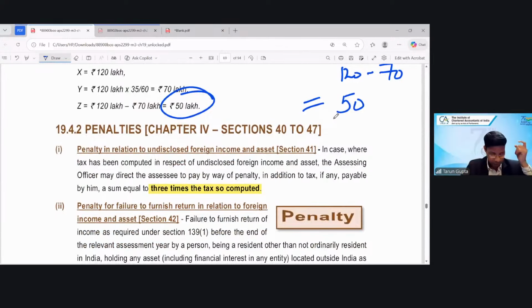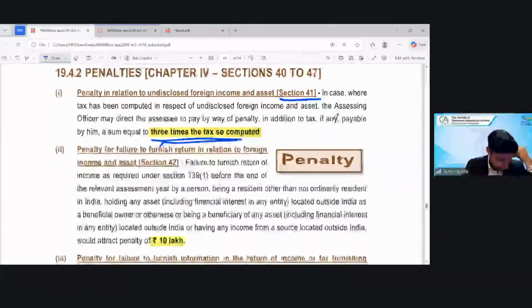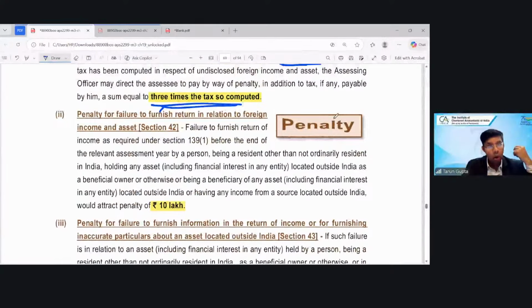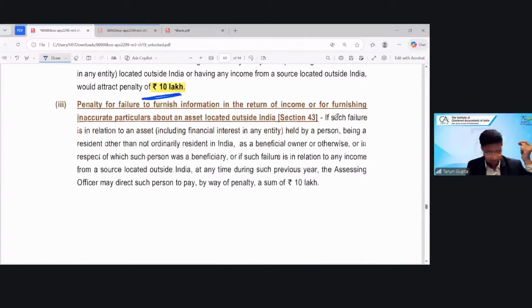Penalties. So what we discussed, now we actually see the provision. Section 41 says that the tax penalty shall be levied equal to 3 times the tax so computed on the undisclosed income and undisclosed foreign asset. Also, not only this, if you have not reported the foreign asset in your Indian return of income, then there's a penalty of 10 lakh rupees per year. Whether you have furnished the return of income or not, then also.